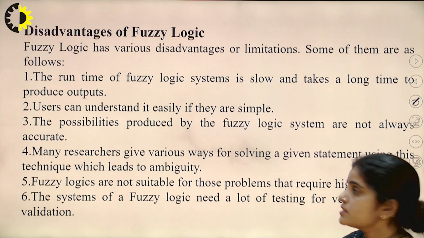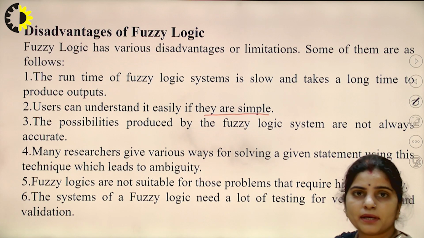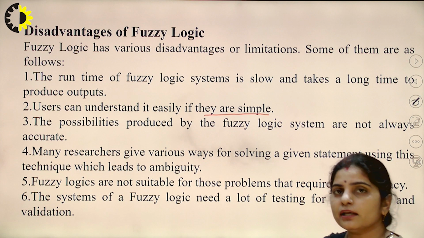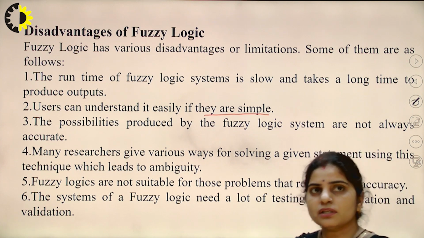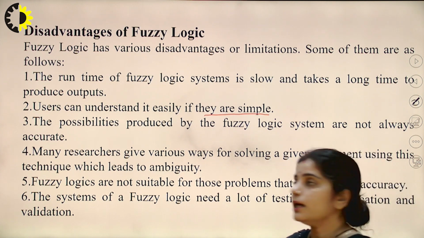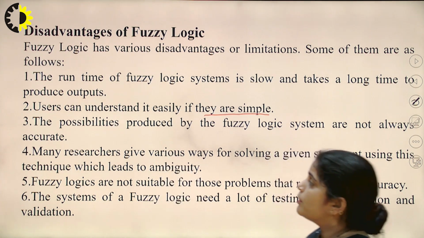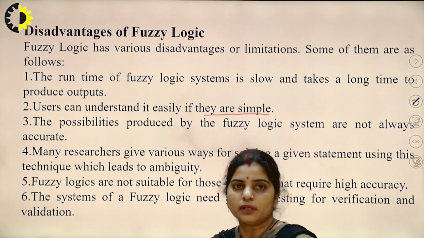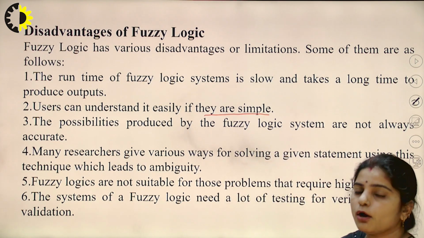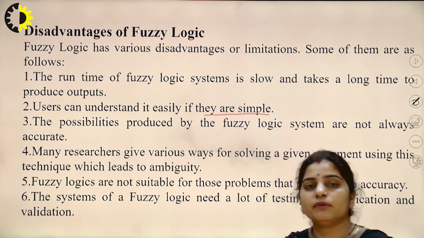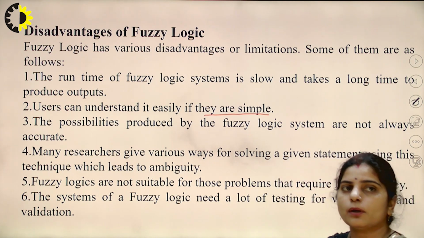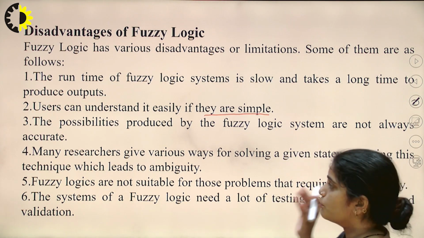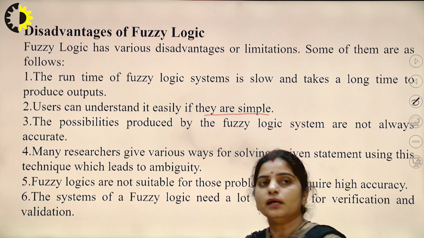Users can understand it easily if the problems are simple, but if the problem is complex or contains very uncertain data, then even using fuzzy logic, users can have some problems. The possibilities produced by fuzzy logic systems are not always accurate. Somewhat it is accurate, but whenever the problems are complex and the degree of uncertainty in a particular problem is high, then the possibility of less accuracy for that solution is more.